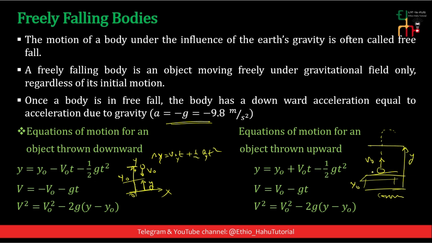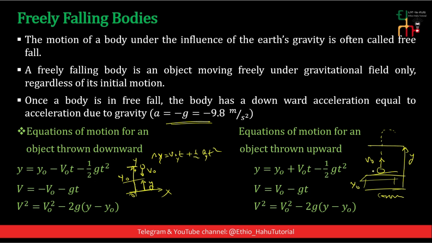The particle may be thrown from the ground or from any point above the surface of the ground. In this case, our reference is the ground. With respect to the ground, initially the particle is at y0 and finally the particle reaches y. Therefore, y is equal to y0 plus v0 t minus half g t square. Y minus, because acceleration due to gravity is still downward, but the motion is upward. V is equal to v0 minus g t.